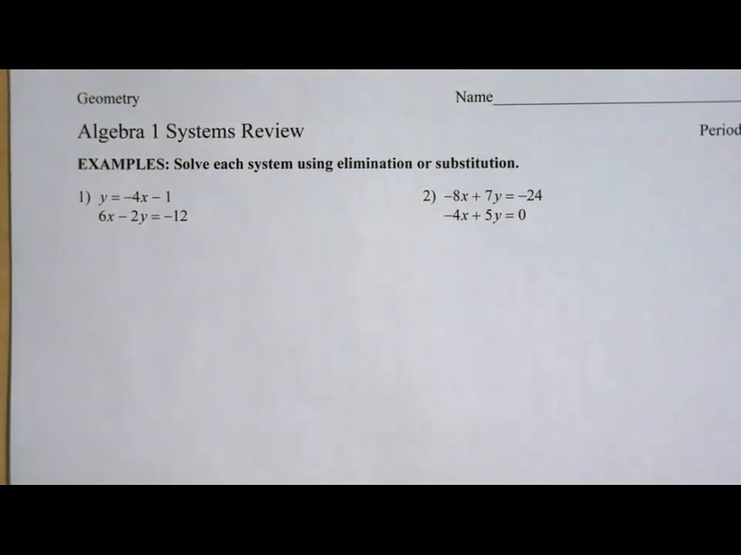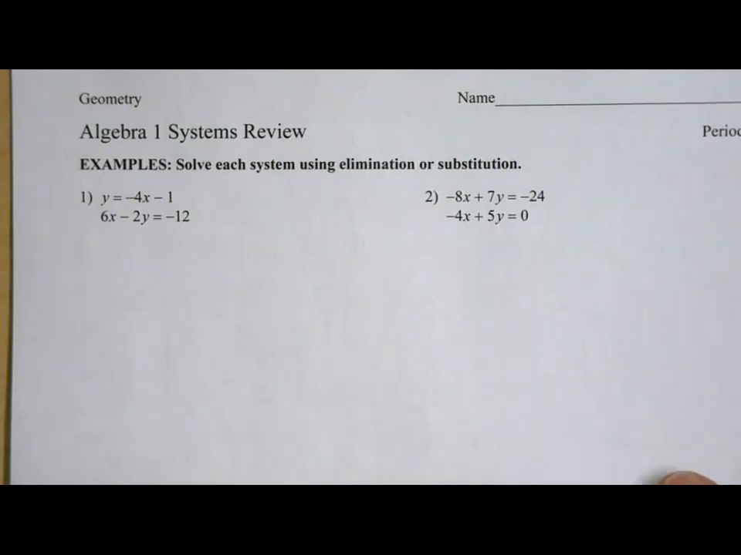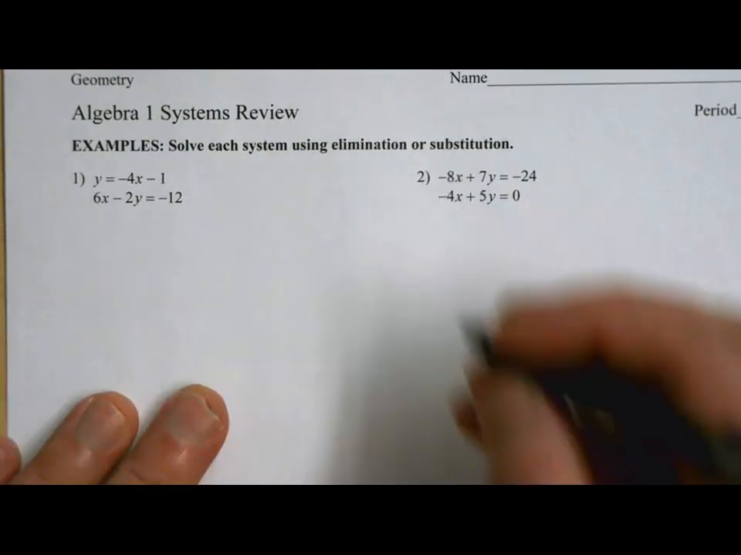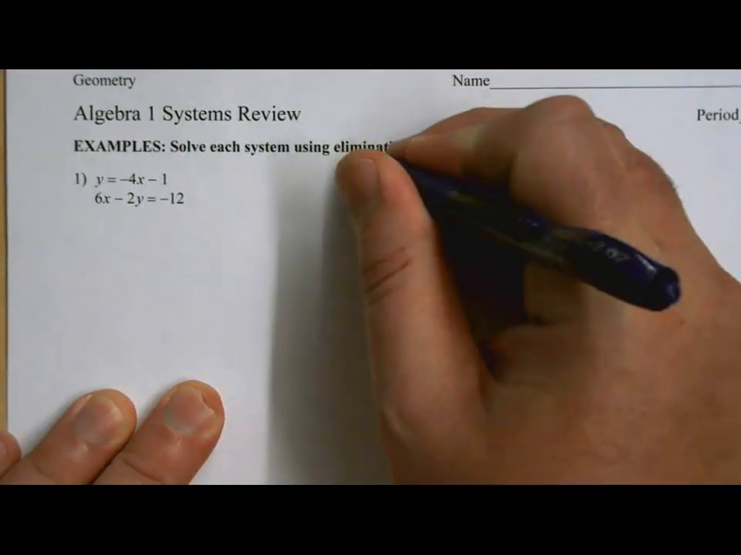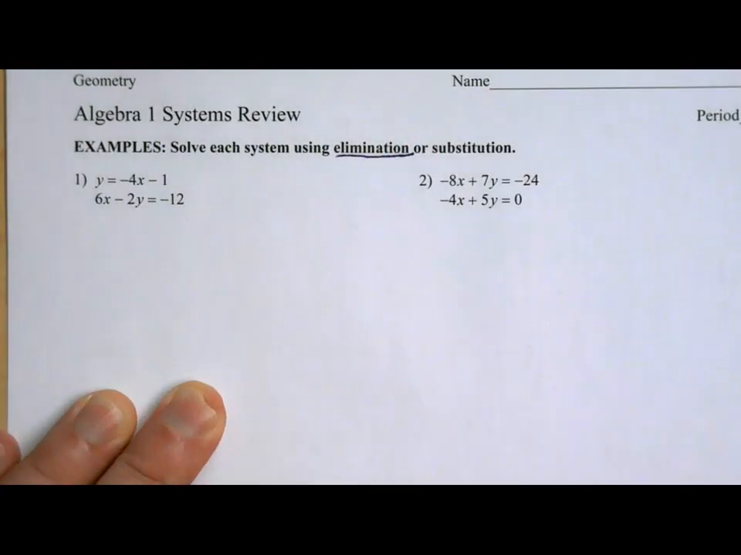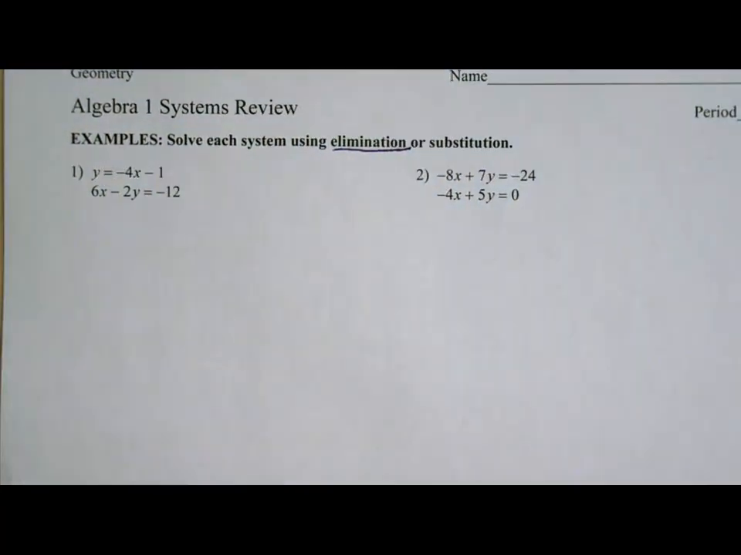I am going to review with you how to solve systems of equations using the methods of elimination and substitution. So let's first talk about these two different methods and when to use each. Elimination is a method where we add the two equations together and try to get either the x variables or the y variables to eliminate.